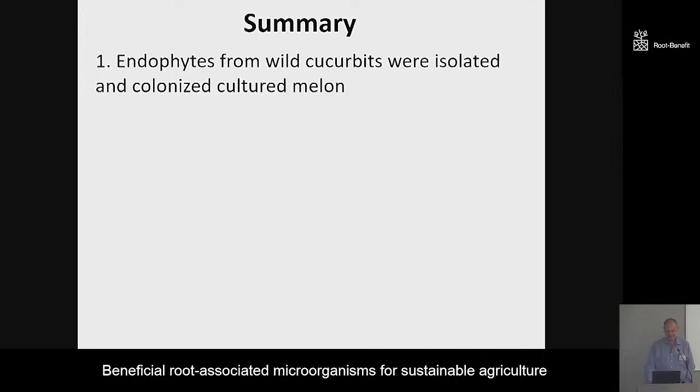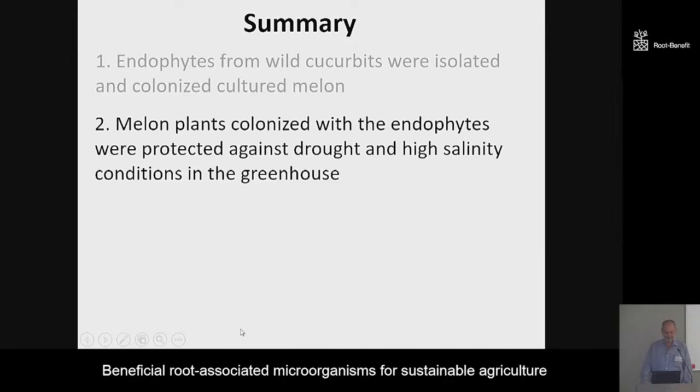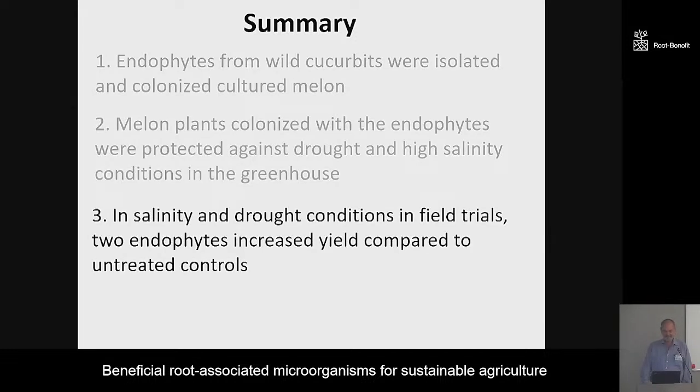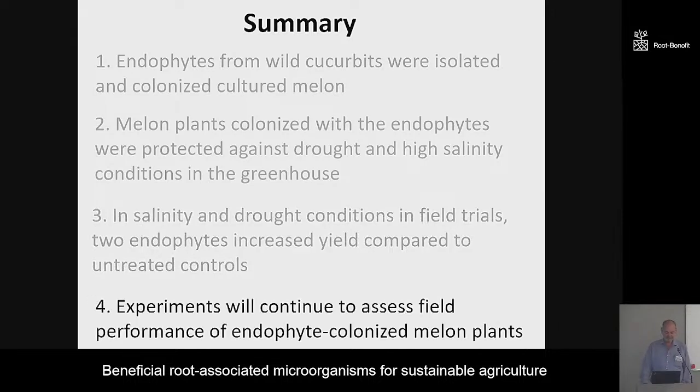So in summary, endophytes from wild cucurbits were isolated and colonized in cultured melon. Melon plants colonized with endophytes were protected against drought and high salinity conditions. In salinity and drought conditions, in field trials, 2 endophytes increased yield compared to untreated control, and experiments will continue to assess field performance of endophyte-colonized melon plants.